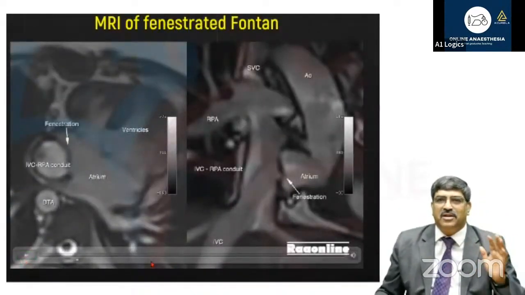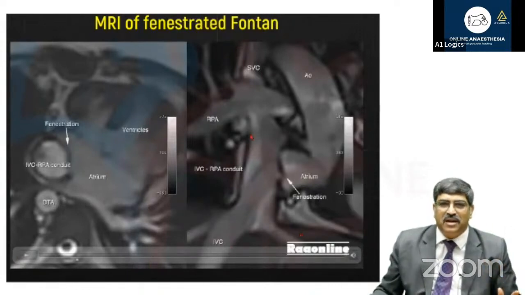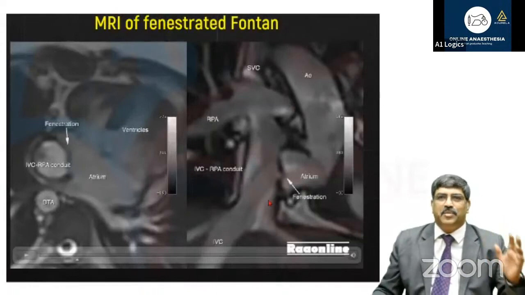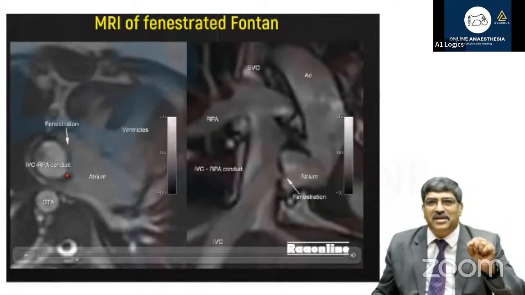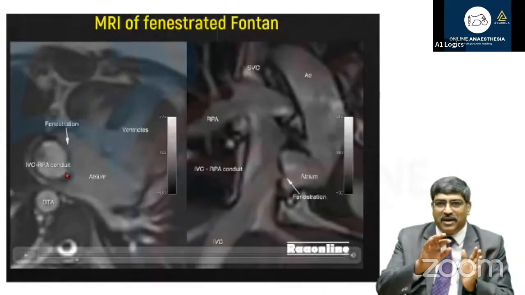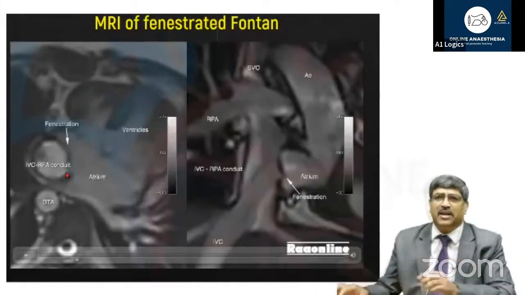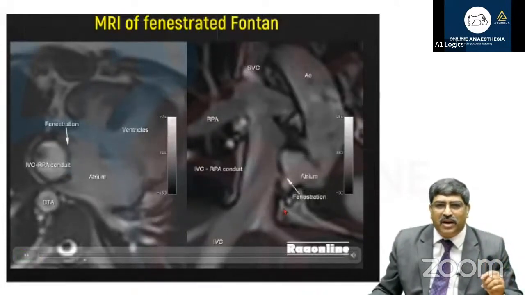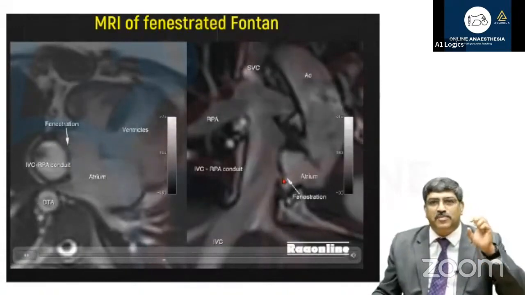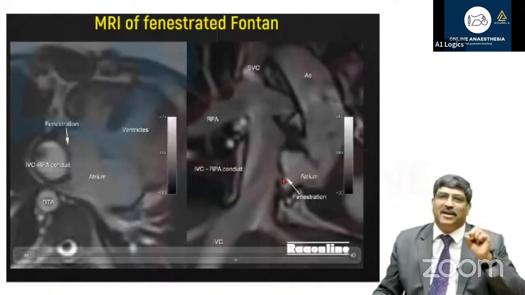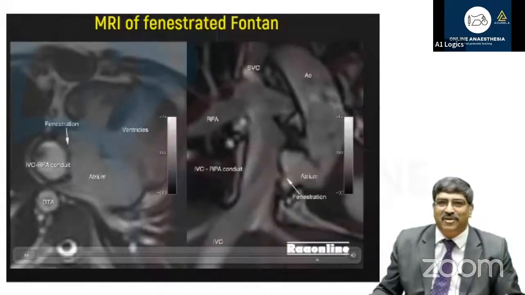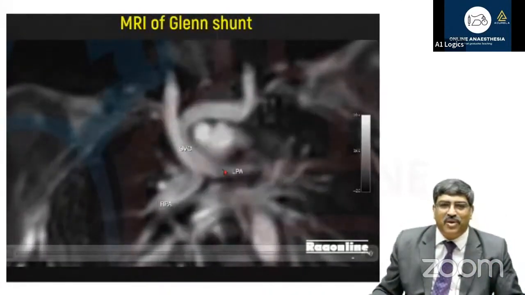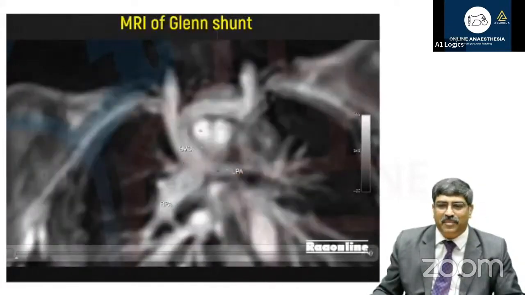And Fontan is nothing but you divert the IVC as well as the SVC blood into the pulmonary artery. Sometimes the conduit pressure can become high. In that case, you fenestrate the Fontan and divert a little blood flow from the circuit to the left side. With the MRI, even how much blood is going through the fenestration can be calculated. That is the greatness of MRI. Here you can see the SVC blood going into the left pulmonary artery and the right pulmonary artery.